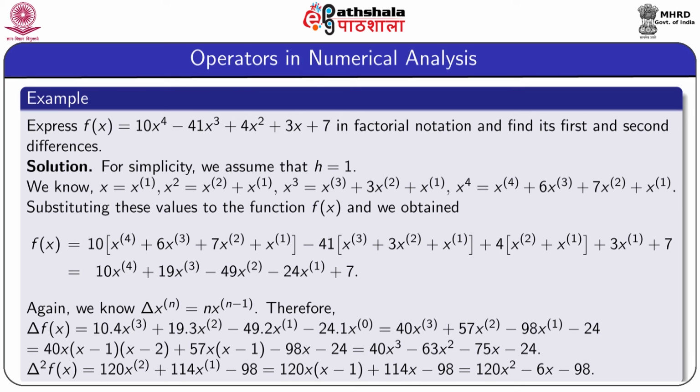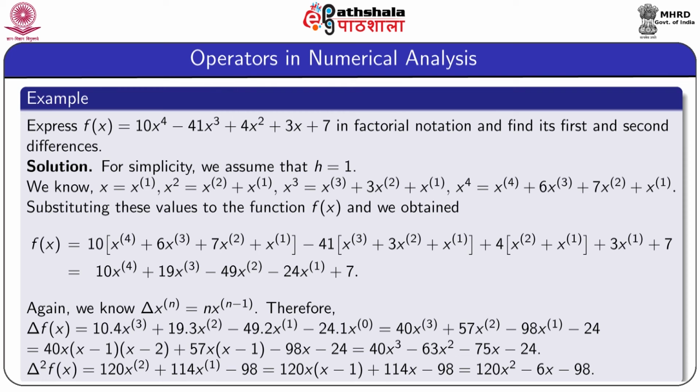Here we consider f(x) equal to 10 x to the power 4 minus 41 x to the power 3 plus 4 x to the power 2 plus 3 x plus 7. Our problem is to express this expression in terms of factorial notation and also find its first and second differences. For simplicity, we assume that h equals 1, then x equals x factorial 1, x square equals x factorial 2 plus x factorial 1, and x cube equals x factorial 3 plus 3 x factorial 2 plus x factorial 1, and so on.